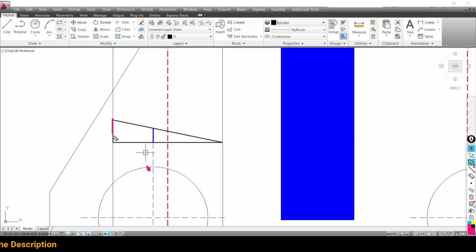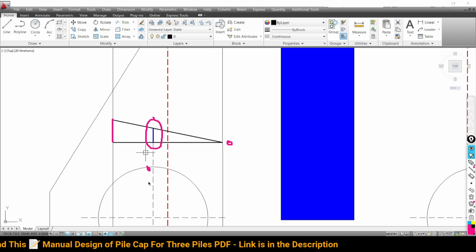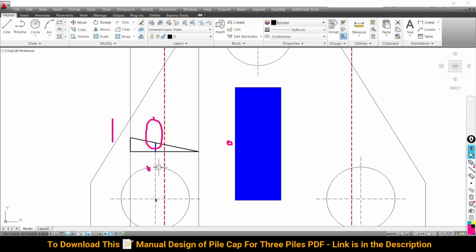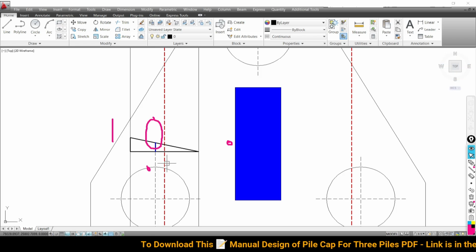So I am taking this line as 100 units and this as 0. We actually have to calculate this height, in respect of the center of the pile. So if I measure it, how much it is going to come, try to understand.